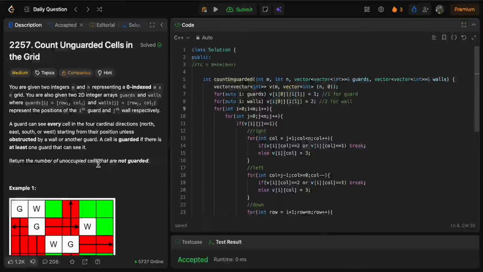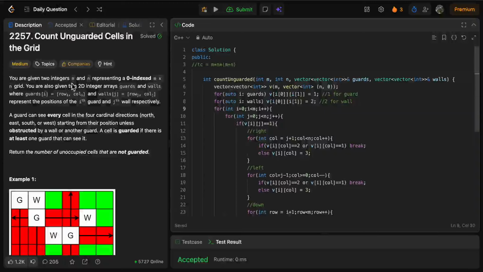Hello everyone, so let's discuss today's POTD, that is 2257, Count Unguarded Cells in the Grid. It is marked as medium. You are given two integers m and n representing a zero-indexed m cross n grid.